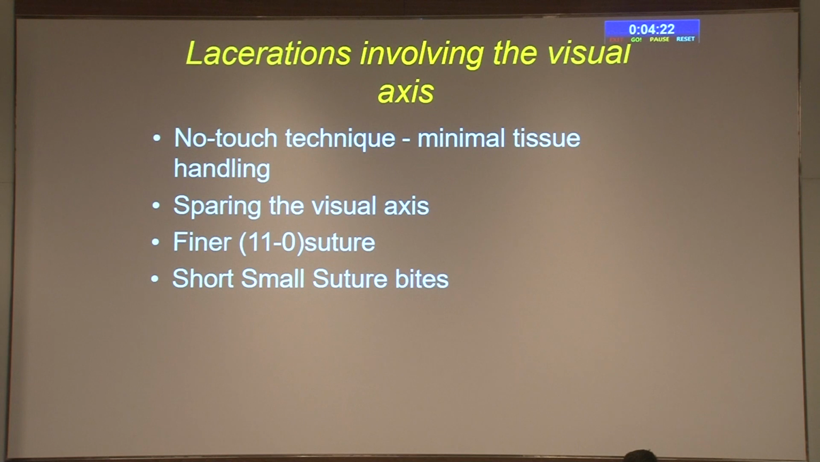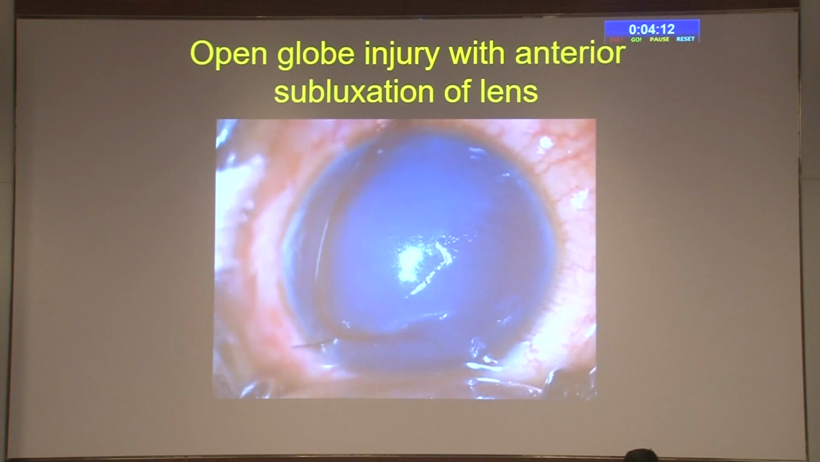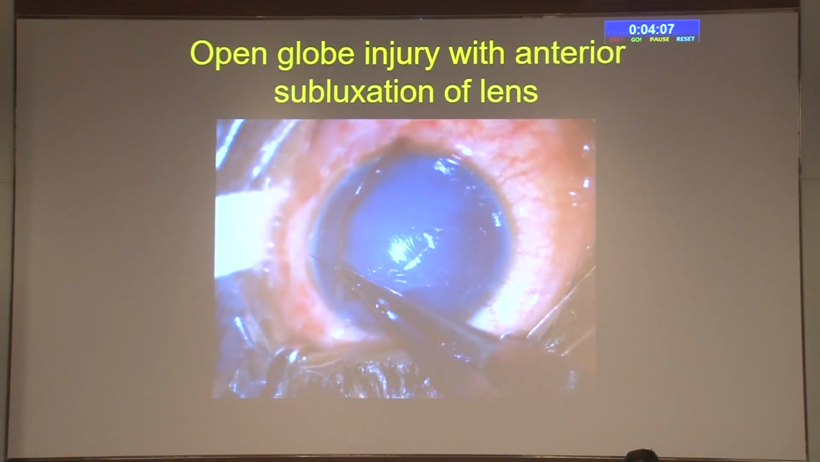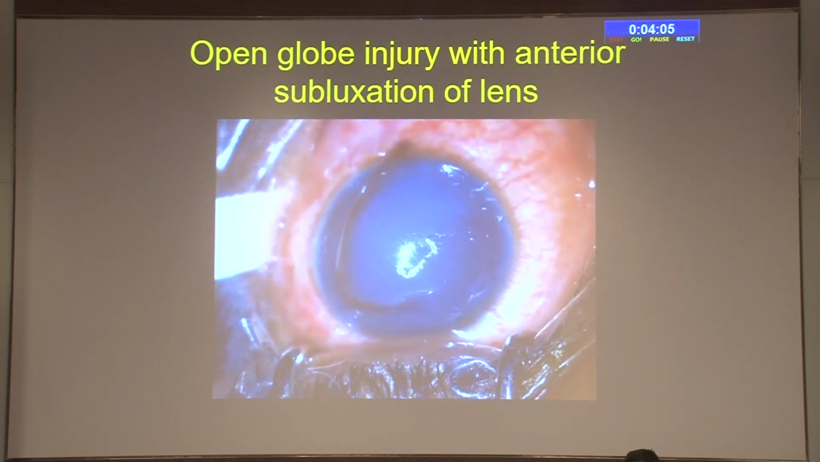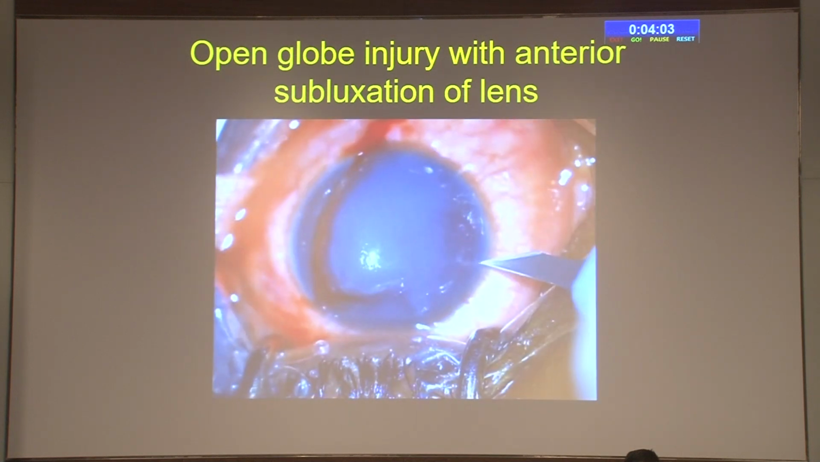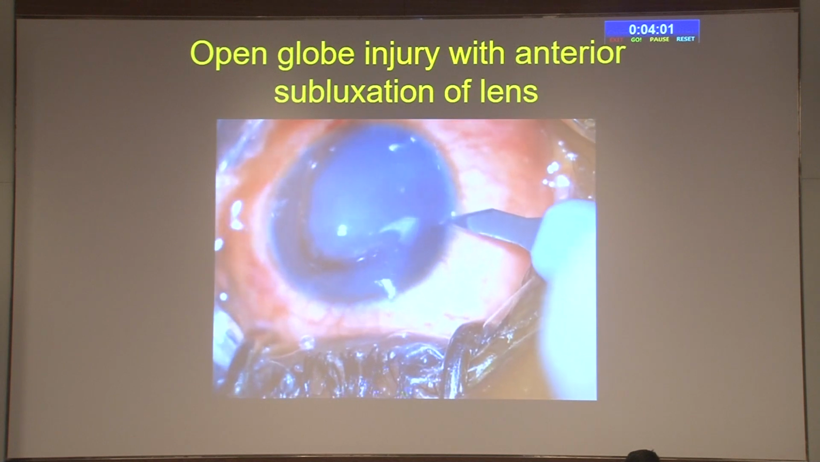Next is the visual axis involving lacerations. Here again we have to use a no touch technique or minimal handling, and the tissues of the visual axis should be spared. So if at all possible, you need to go for finer sutures. So this is a video. You can see the video. This is a child with an injury from a steel scale, and with an anterior subluxated cataract.